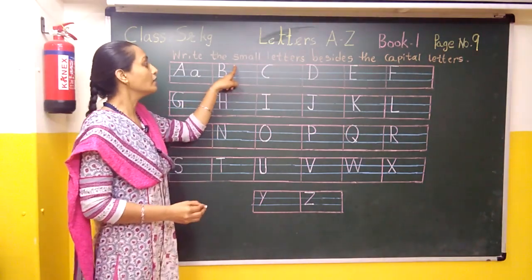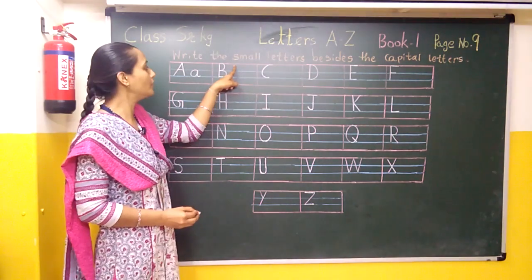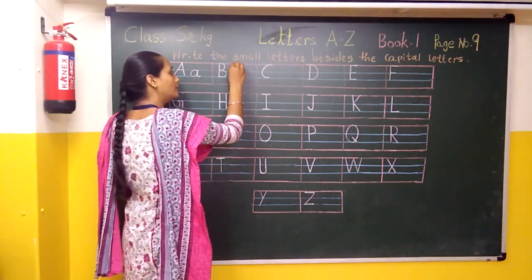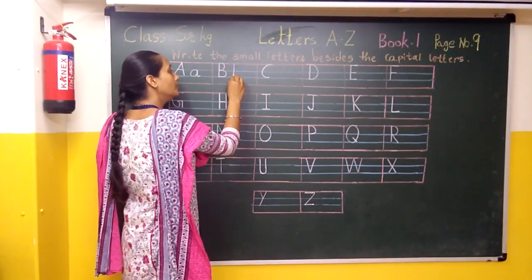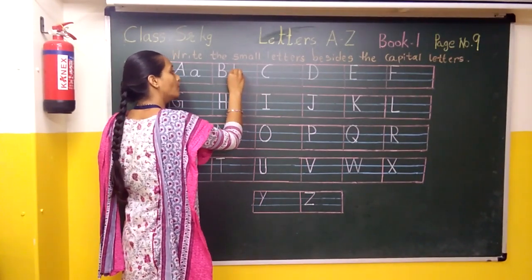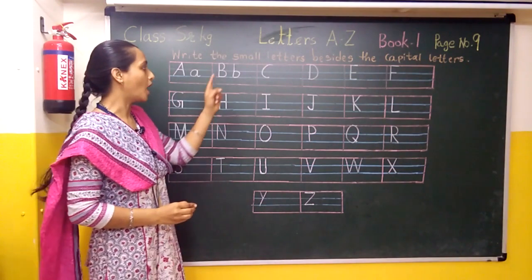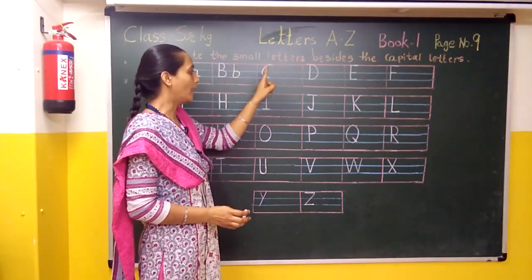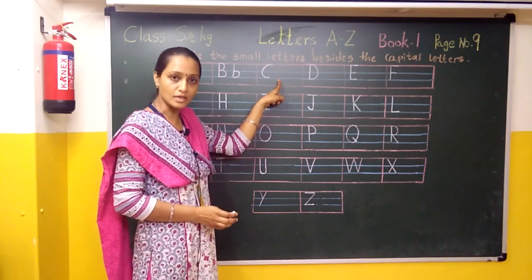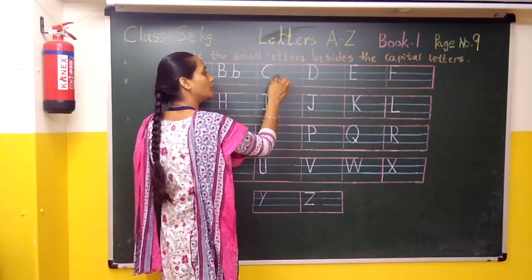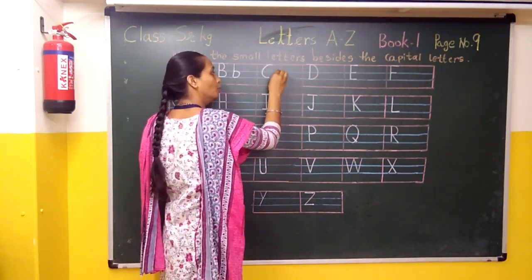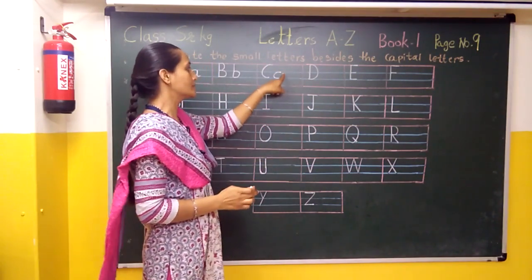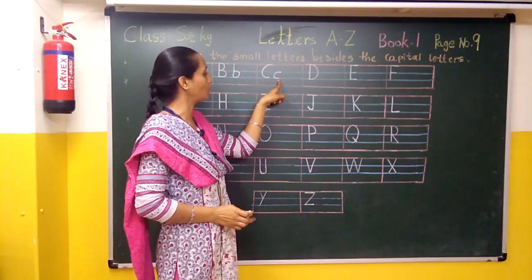Now we will start small b. We will start from the first line and then we have to end at the third line. This is small b. Now, next, capital C. We have to write small c here. We will write between this blue line, between the second and third line.